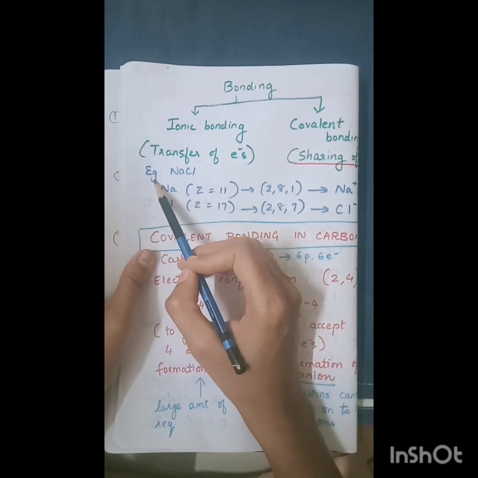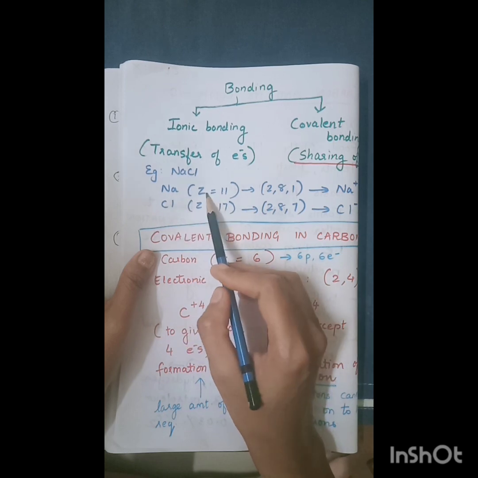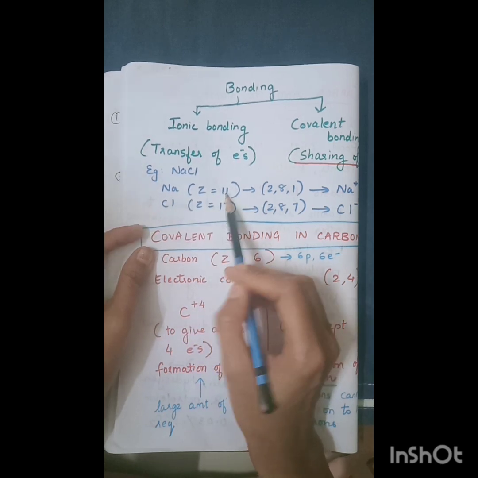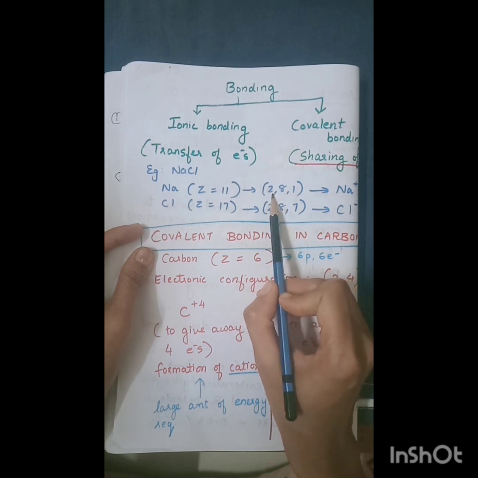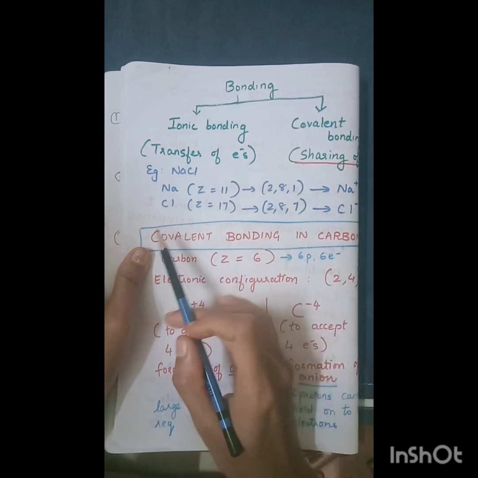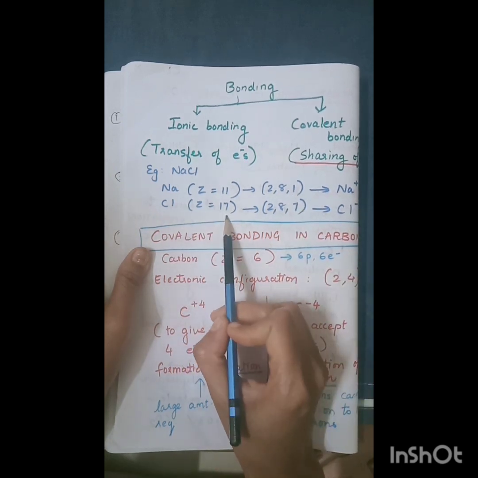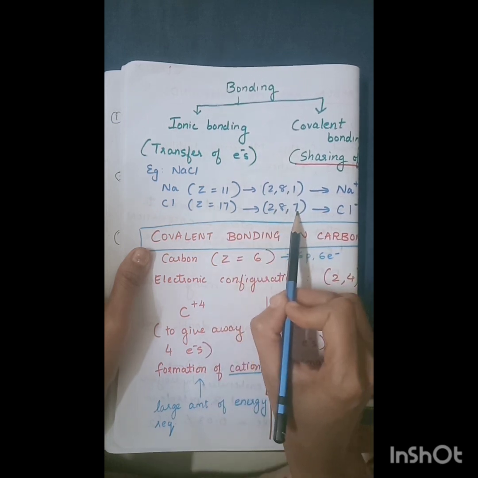We will take an example, that is NaCl, sodium chloride. Now sodium, we know the atomic number of sodium is 11, and when we arrange it as per the electronic configuration, first orbit will consist of 2, then 8, and then 1 electron. And chlorine with atomic number 17 has the configuration 2, 8, and 7.